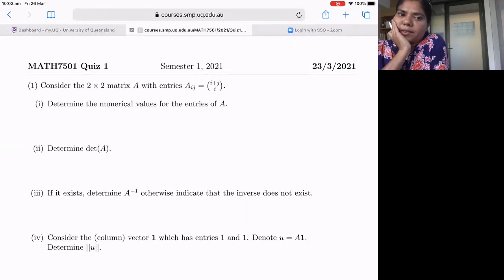In the first question, you are given a 2 by 2 matrix where a rule is given for the entries of the matrix. The Aij is (i plus j) choose i. Determine the numerical value for the entries of A.